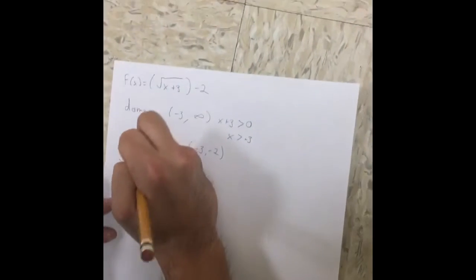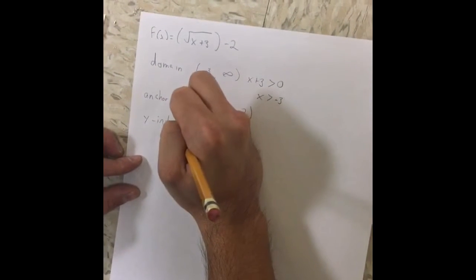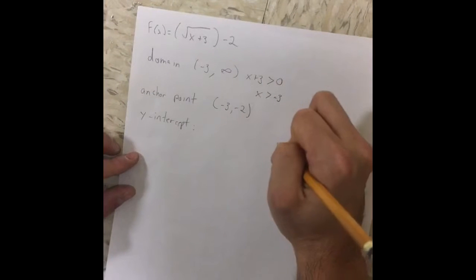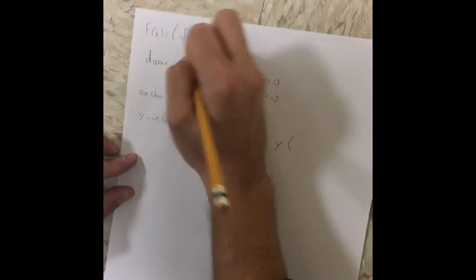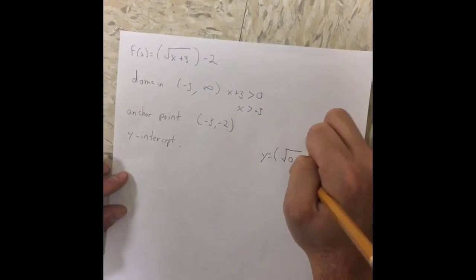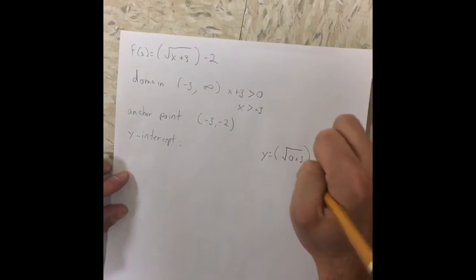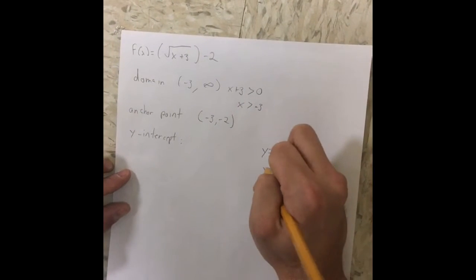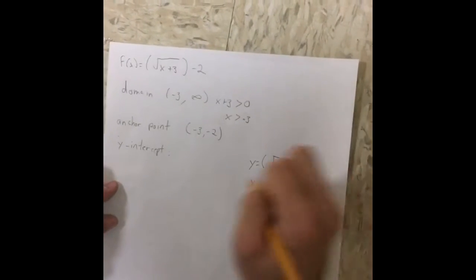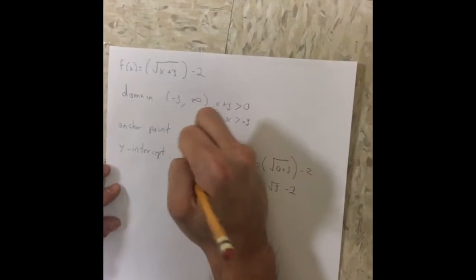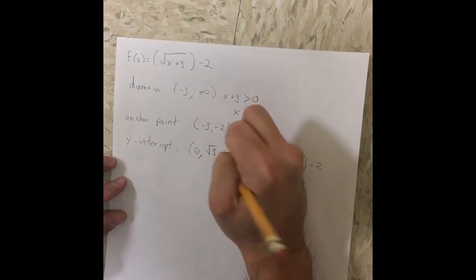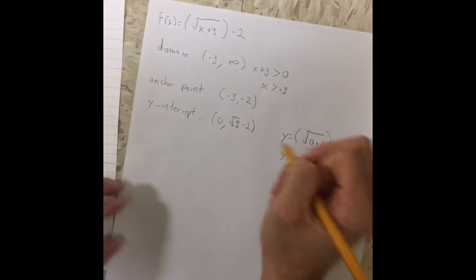Now we need to find the y-intercept. And to do that, x needs to equal 0. So we can do this here. Y is equal to square root of 3 minus 2, and this is all we can do. So my y-intercept is going to be 0, comma, square root of 3 minus 2, which is going to be a negative number. Just keep that in mind.